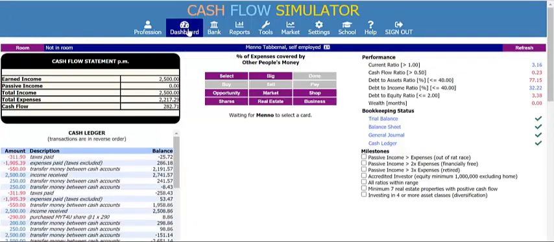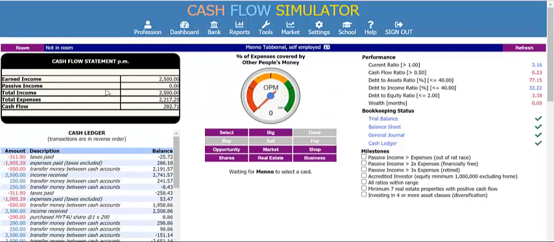Okay, so we are on the dashboard here, and we have a lot of information. We have our cash flow statement here on the left. We have our performance indicators here on the right, and you can see that I have 2 of them in blue, the rest are in red, and the aim of the game is to get me into all of them being blue. Bookkeeping status just makes sure that the system is running correctly and that there are no software errors.